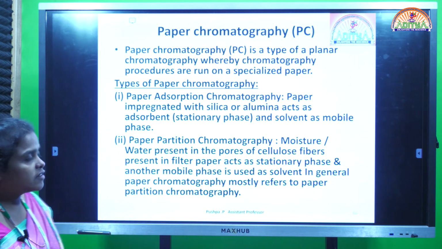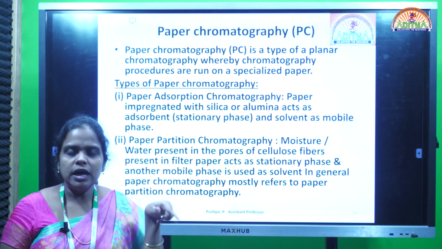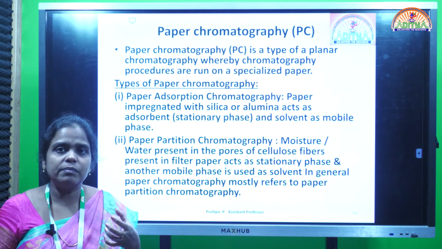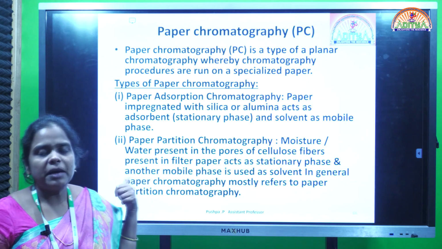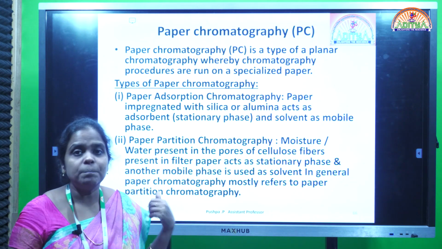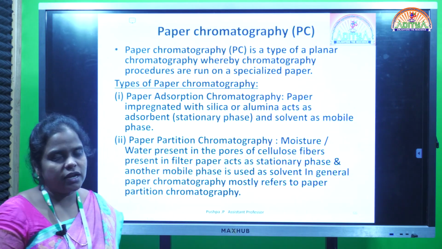Paper chromatography is also an example of planar chromatography. Why? The paper is in a planar shape. Understood? Whereas the column is not planar. But paper chromatography is planar chromatography because we are taking a plain rectangular shaped paper. That's why it is an example of planar chromatography.